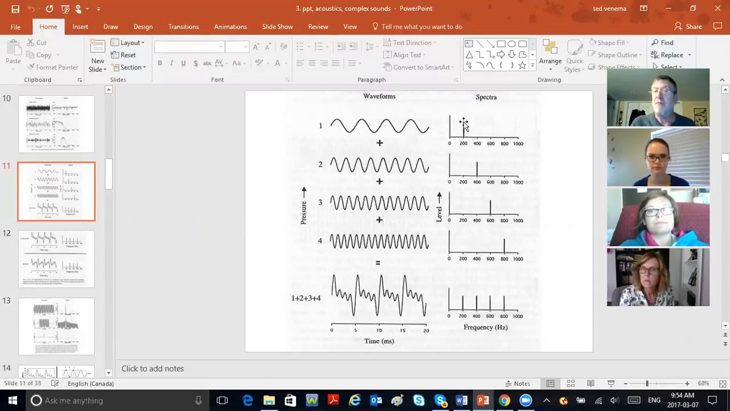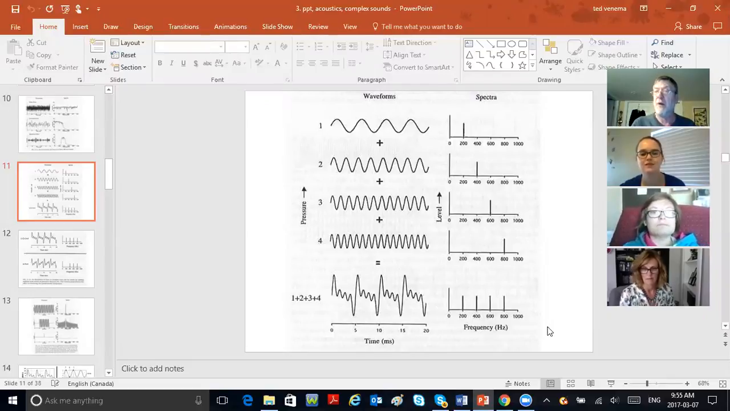Now we're going to get to some weird stuff. Here's a waveform. Here's its spectrum. Here's a wave. Here's its spectrum. Here's a wave. Here's its spectrum. You can tell these are getting higher and higher in frequency because the waves are getting shorter and shorter. The period is getting shorter. The wavelength is getting shorter. So obviously from this wave to this wave to this wave, you're getting higher and higher frequency spectra. Basically, adding 1, 2, 3, and 4 together, right at the bottom, here's your weird-looking wave.